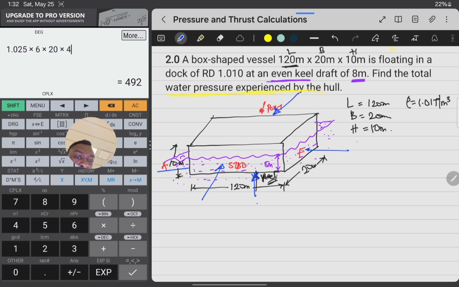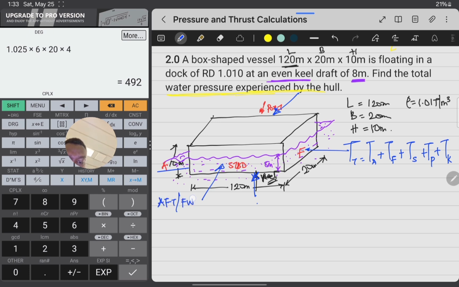So the total thrust will now be the thrust for the aft, plus the thrust for the forward, plus the thrust for the starboard, plus the thrust of the port, and the thrust for the keel. Okay, so what is the thrust? Let's take one after the other: the aft, and the keel, and the forward.